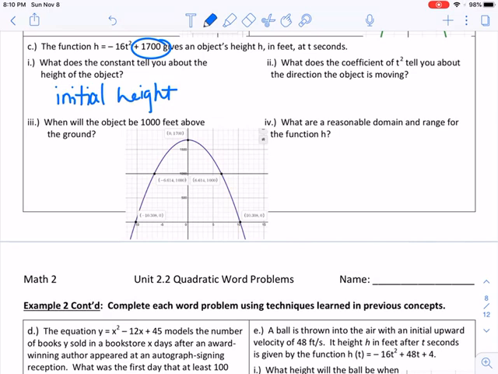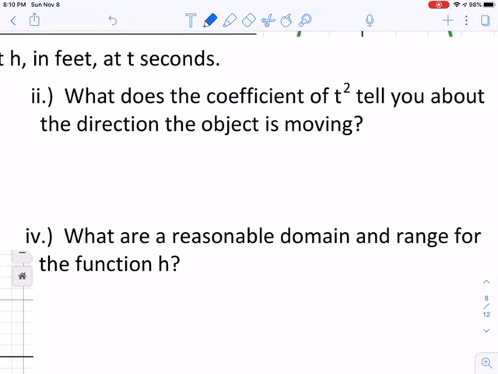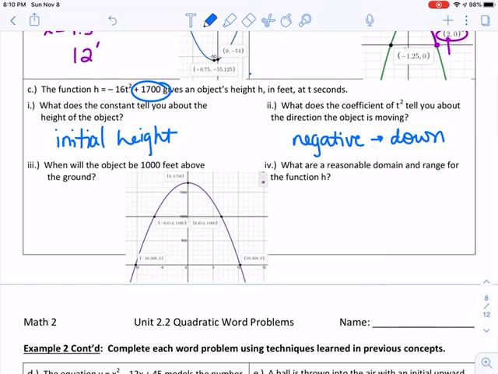Part 2, what does the coefficient tell you about the direction the object is moving? Well, if we have a negative 16, then we know that the graph is flipped downward, and so the object is going to move down. It's going to be falling. The direction the object is moving is down. A negative coefficient tells you the object is moving down or falling.